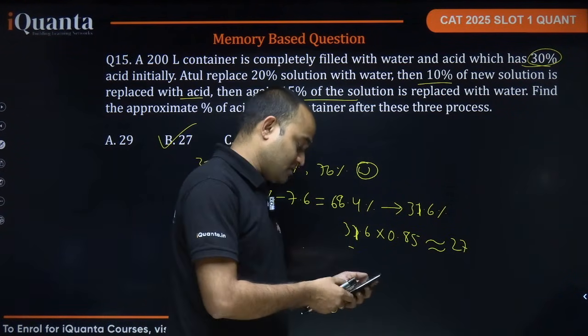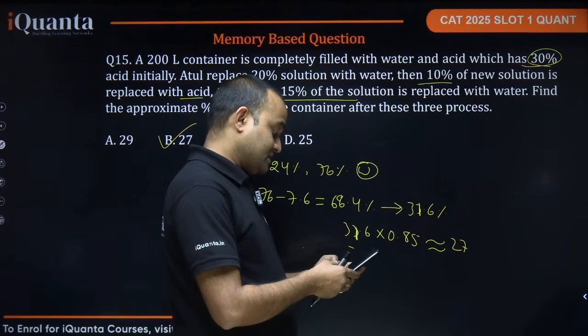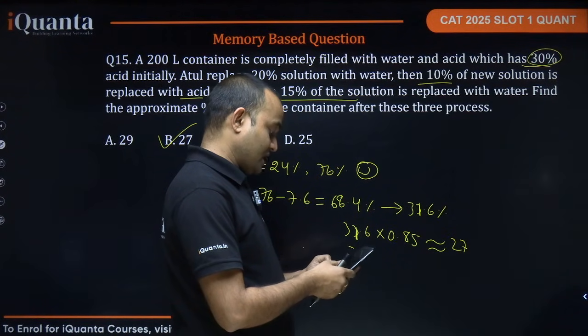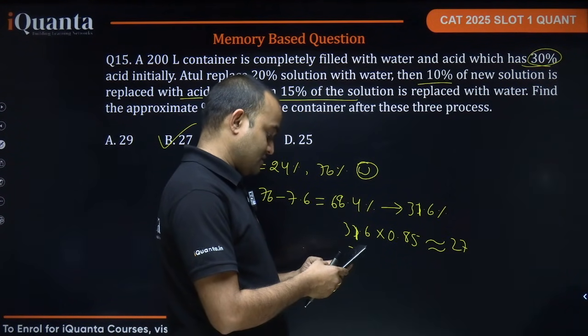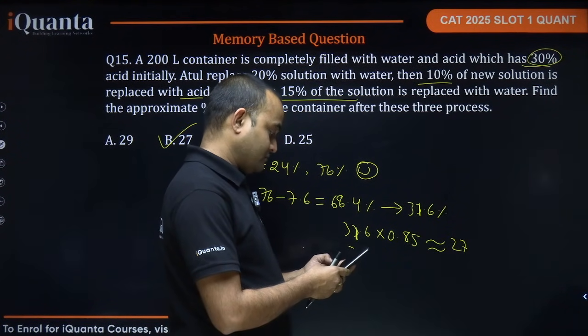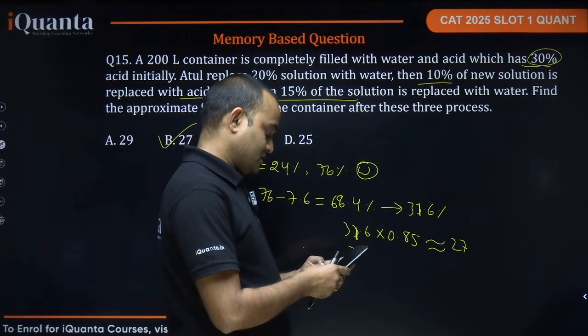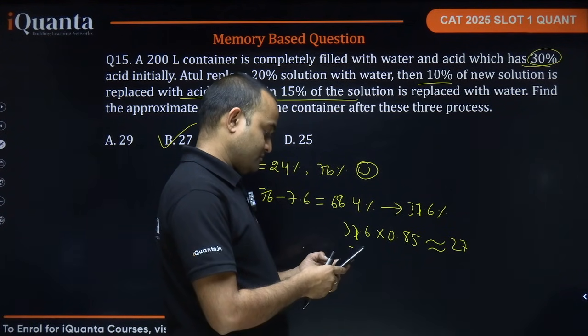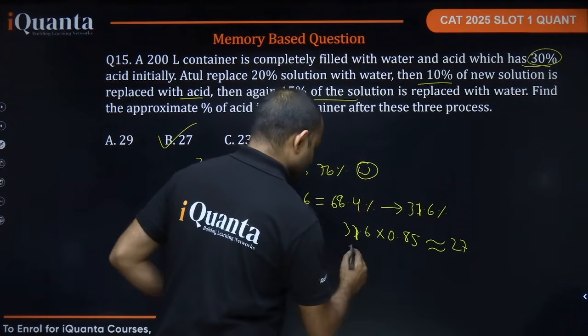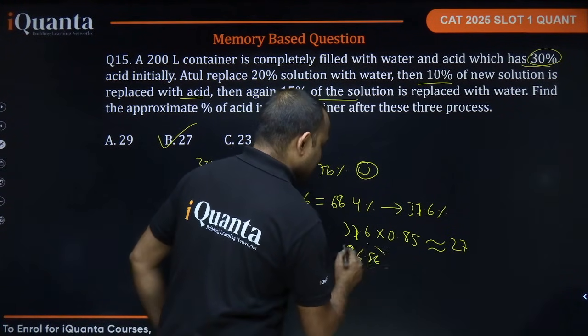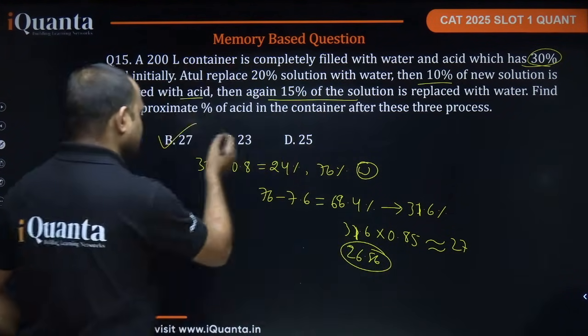Let me check it by calculator. That's why sometimes you need to use the calculator. 31.6 minus 15%. I did plus, it's 31.6 minus 15%. 26.86. The question was the nearest integer. That was 27, right?